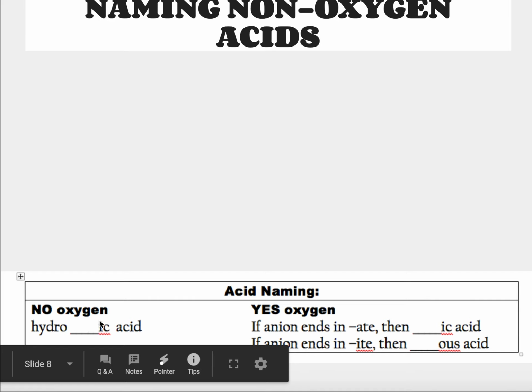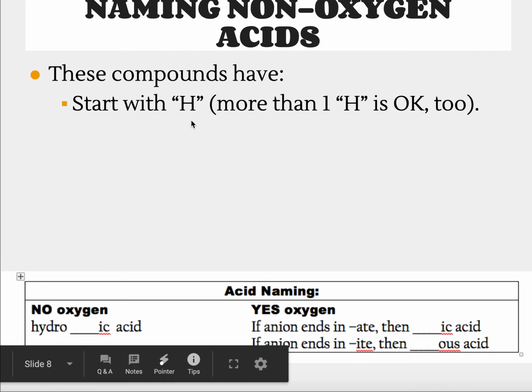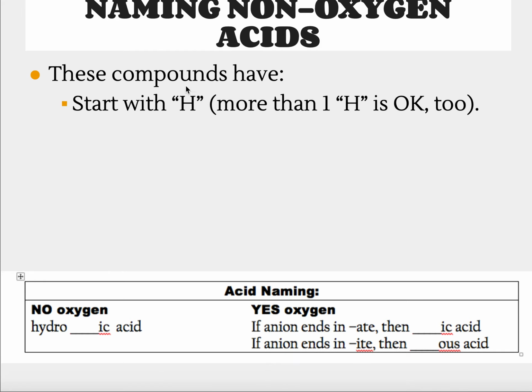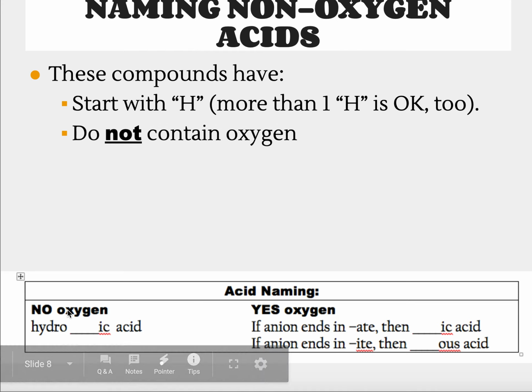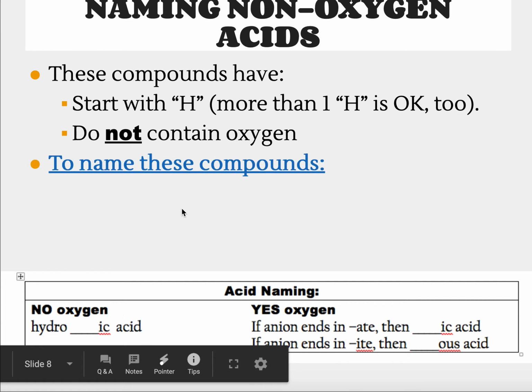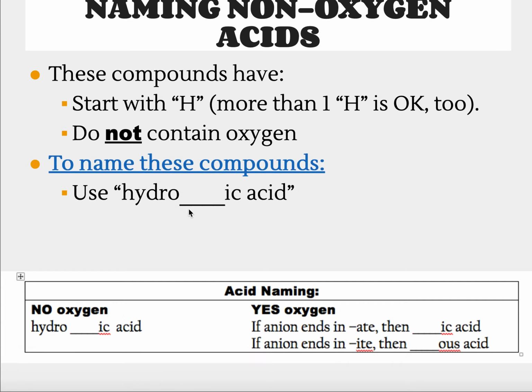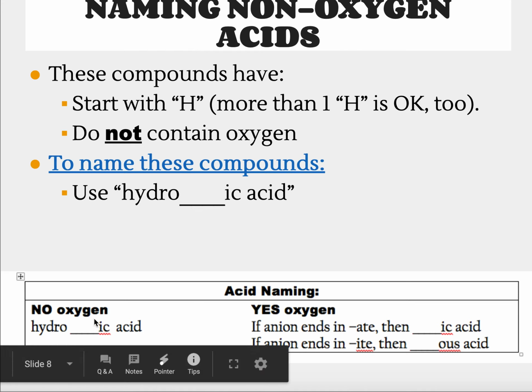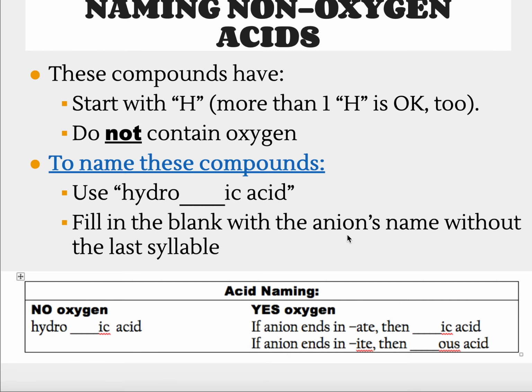So let's look at the ones without oxygen first. First off, they start with hydrogen. That's how we know it's an acid. And then we look at the formula, and there is no capital O, so it doesn't have oxygen. So to name this, it's a fill-in-the-blank type of process. It's a hydro blank ic acid. So what goes in the blank? Whatever that other thing is without the last syllable.